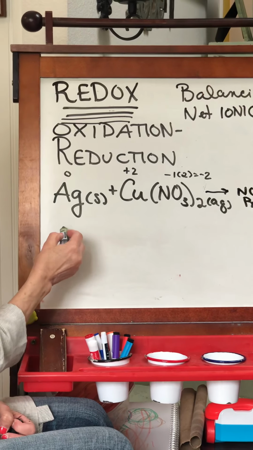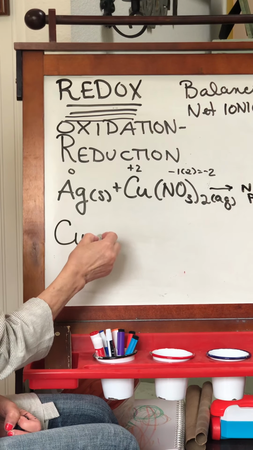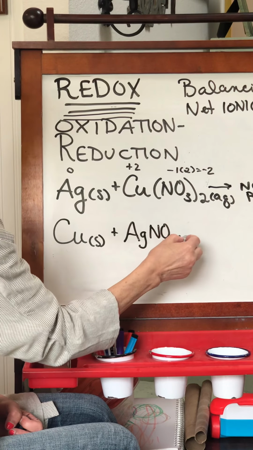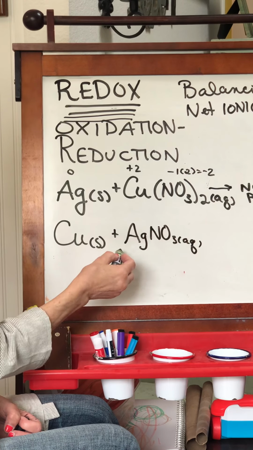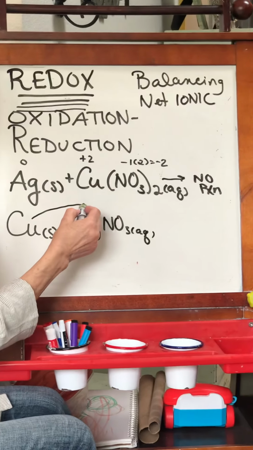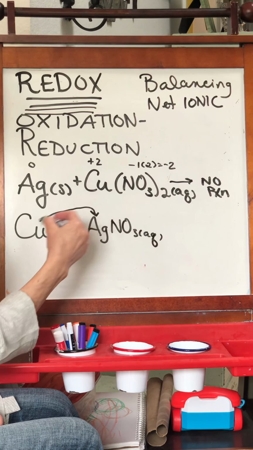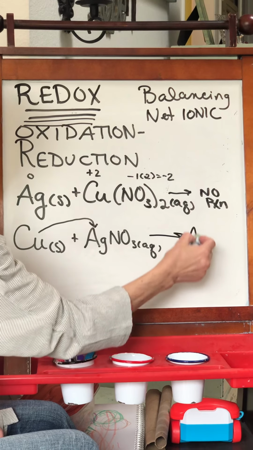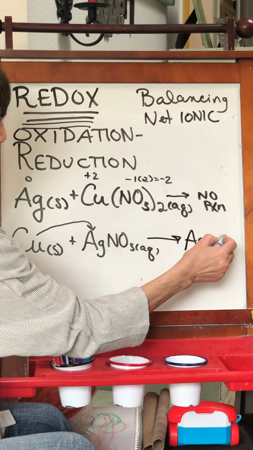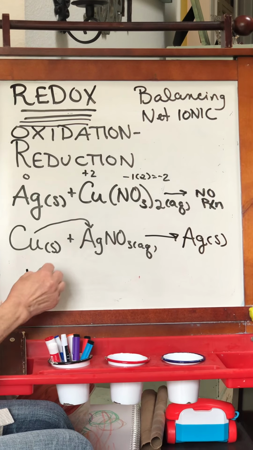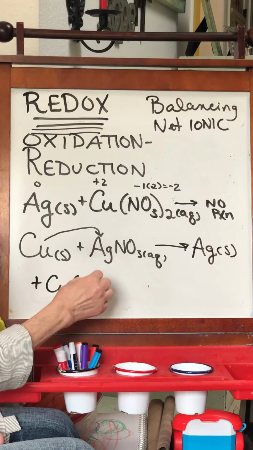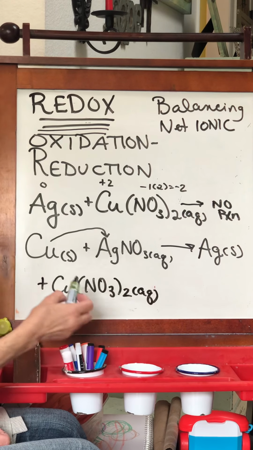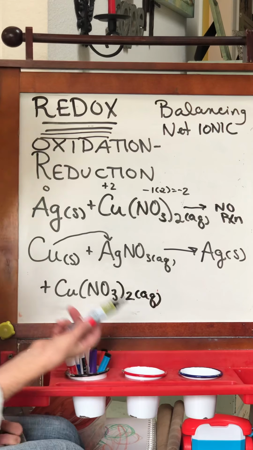But if we mix it up and do it the other way, and we say copper plus silver nitrate now, copper is more active than silver, so it's going to bump silver out of the way. Silver is going to take on copper's electrons and come out as a metal. So silver will come out as metallic silver, and copper will turn into that pretty blue solution of copper 2 nitrate. So you will get an activity series on any quiz or exam.